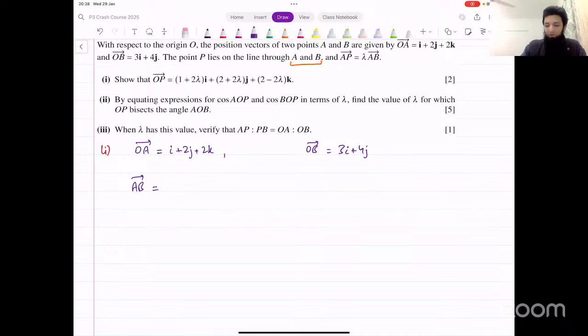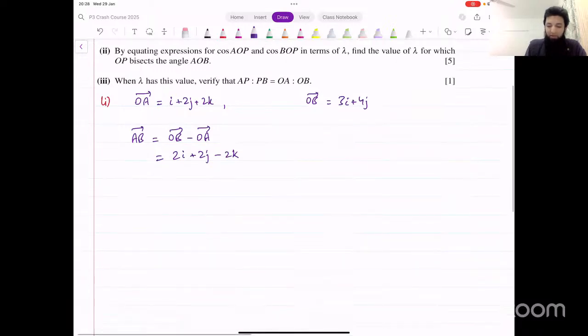Okay, so let me do it using both methods. So one idea is we find the equation of line through A and B. What's the vector AB, first of all? It'll be OB minus OA, right? 3 minus 1, that's 2. 4 minus 2, that's also 2. And then 0 minus 2, that's minus 2k. That's the vector AB. Now, what's the equation of the line AB? It'll look like this.